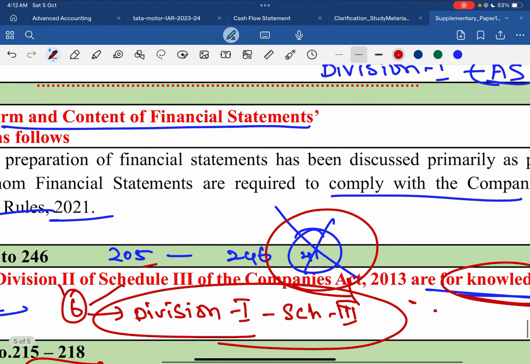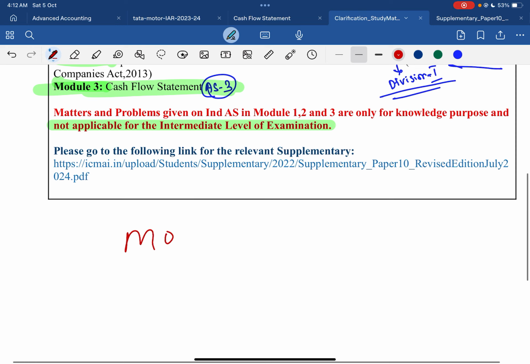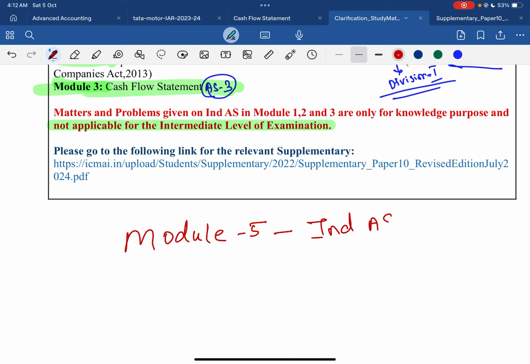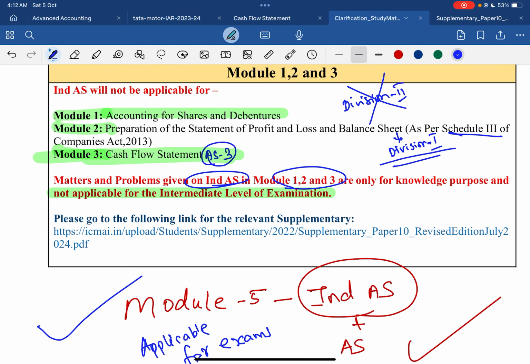Okay, but I want to give you the most important thing. Module number 5, you are studying module 5, no? In that module you will study the Ind AS portion along with AS, and that is applicable for exams. Only the Ind AS covered in modules 1 to 3 is given for knowledge purpose, not applicable for the intermediate level of examination. To get this PDF, kindly visit the ICMAI website and get it.